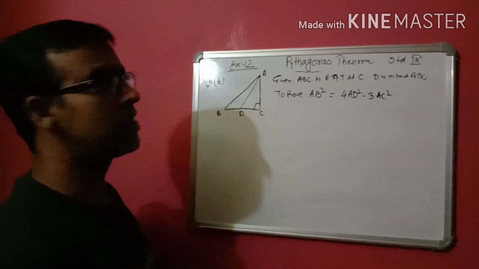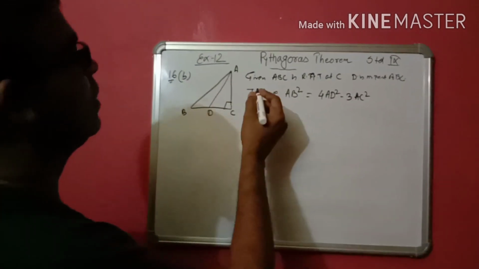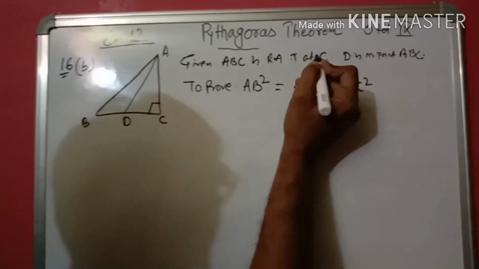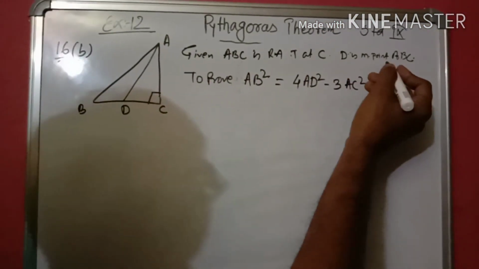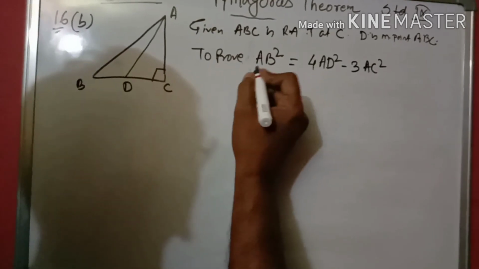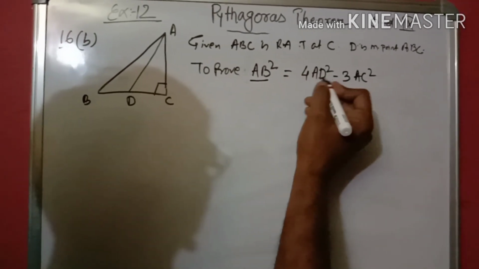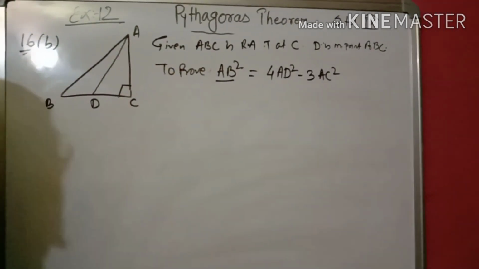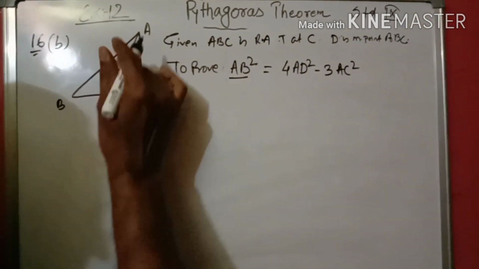Welcome back. See question number 16b. It is given that ABC is a right triangle, right-angled at C. D is the midpoint of BC. To prove: AB square equal to 4AD square minus 3AC square. So first of all, what do I have to take?